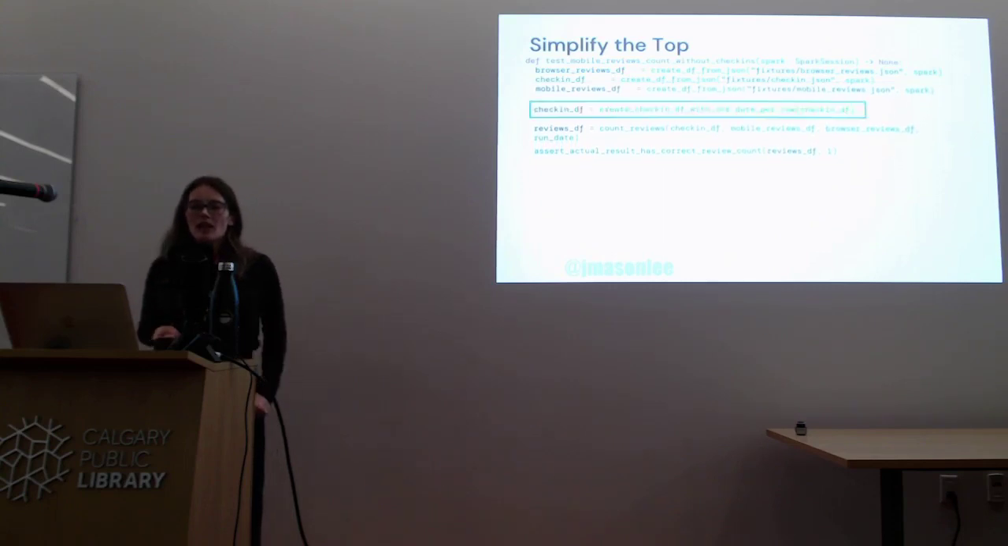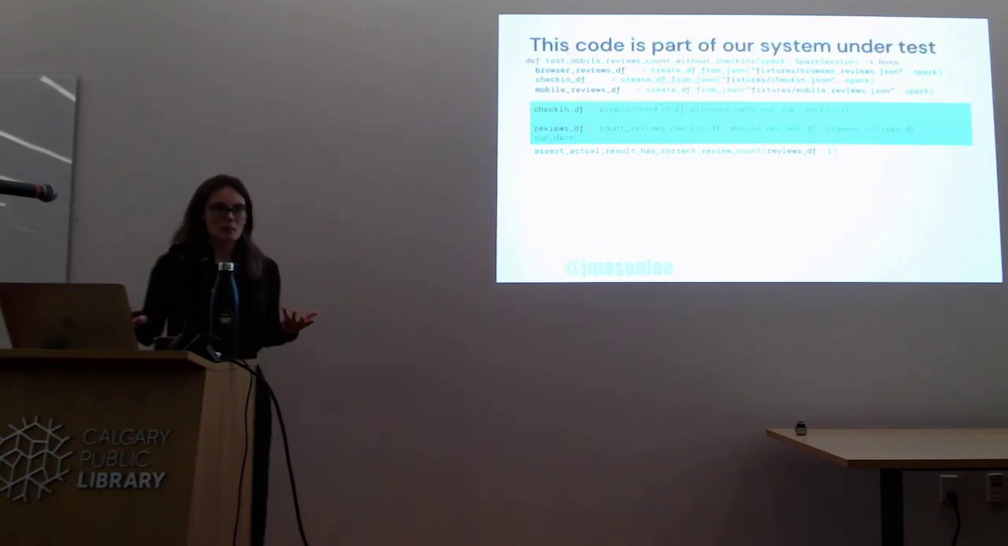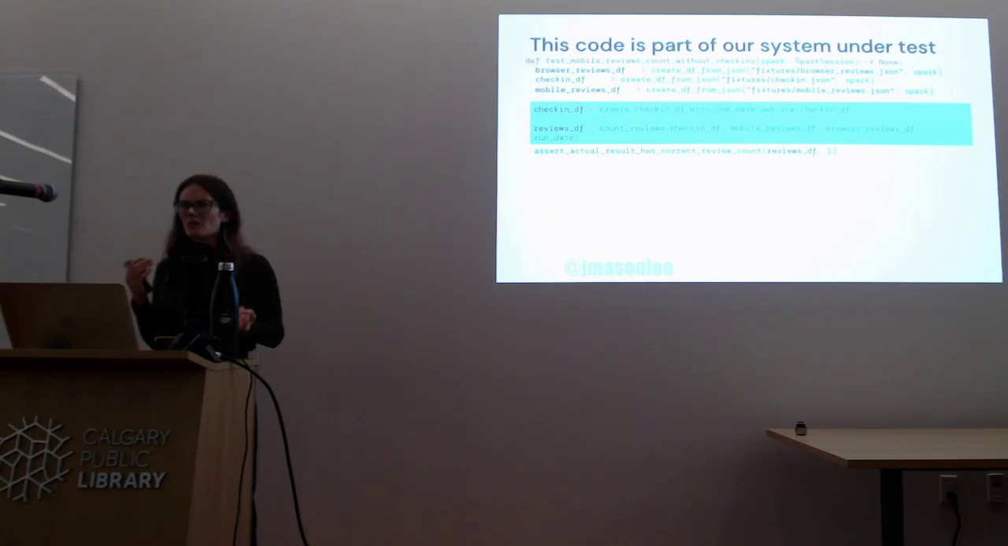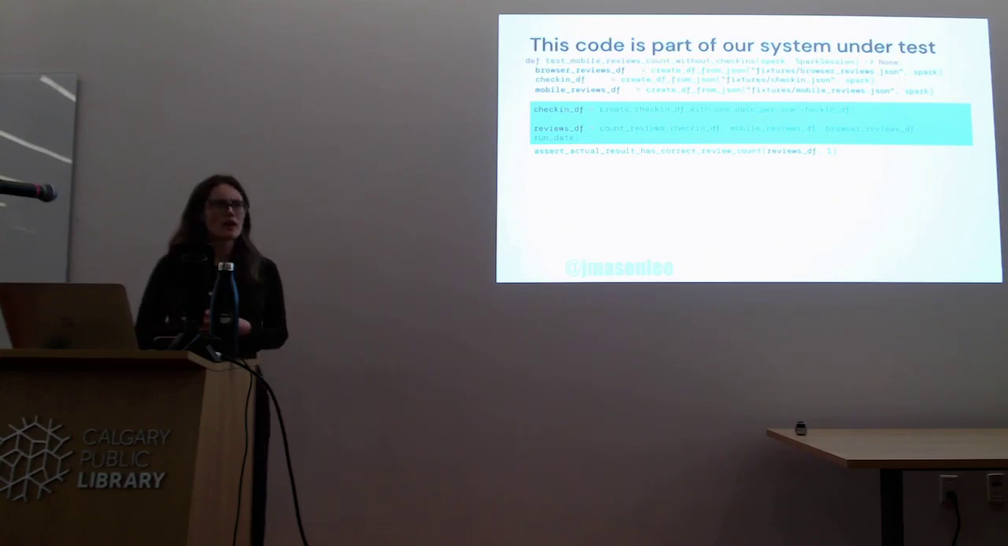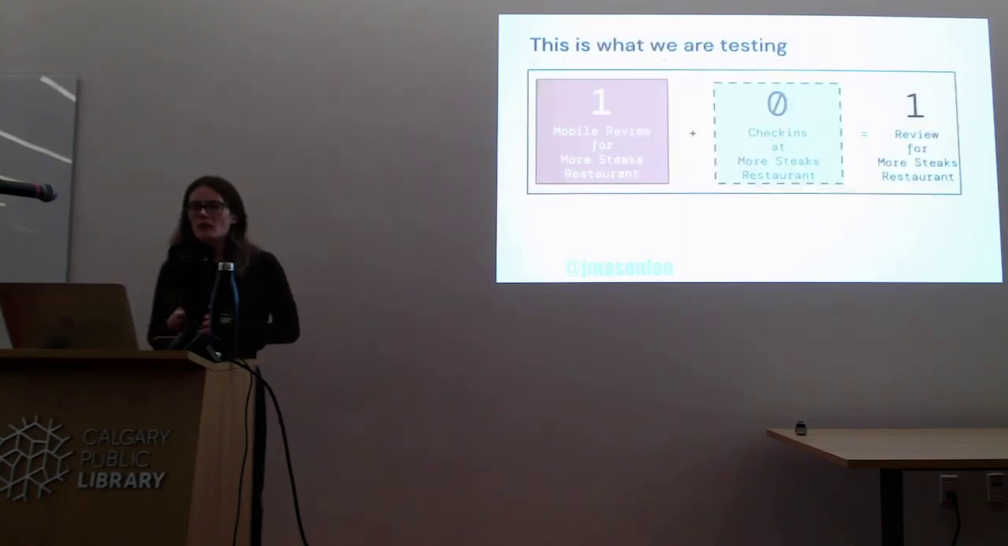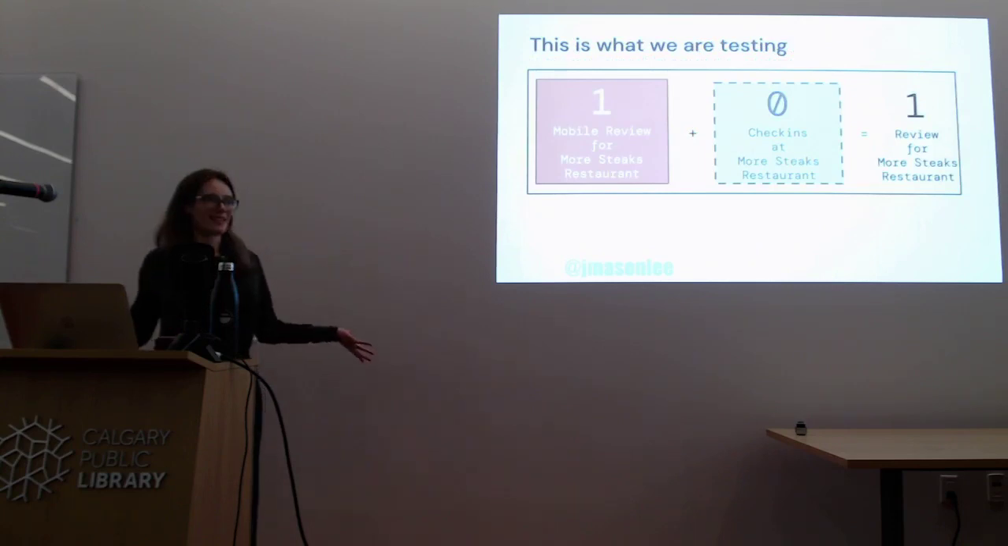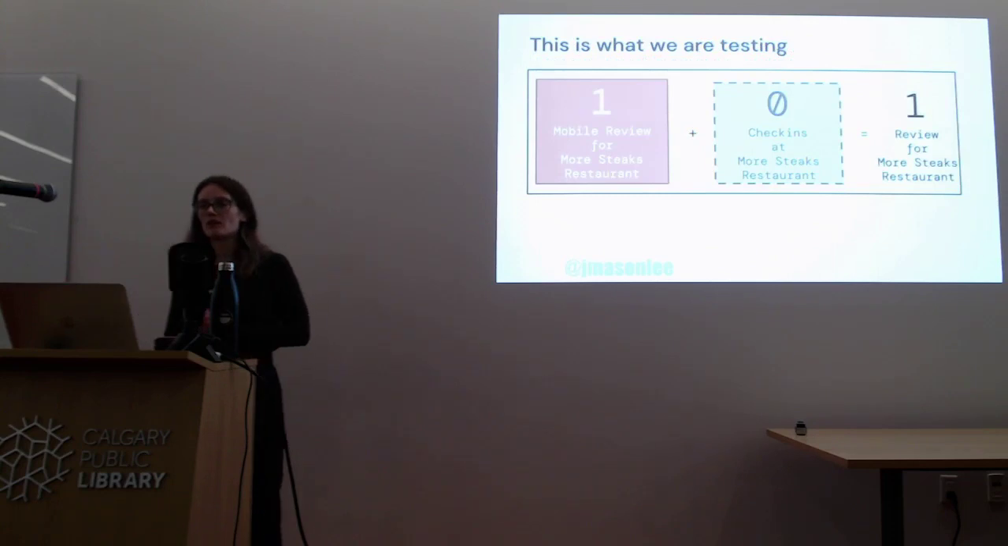The next thing I'm going to look at actually is the rest of the act portion of my test. And a little bit of a weird thing here is that there's two function calls in there, both of which are calling our system under test. Usually when you write a unit test, you only want to be testing one function call at a time. But thankfully, I can fix this by remembering what we are testing. For a mobile review that doesn't match any check-ins, we want to count one review.